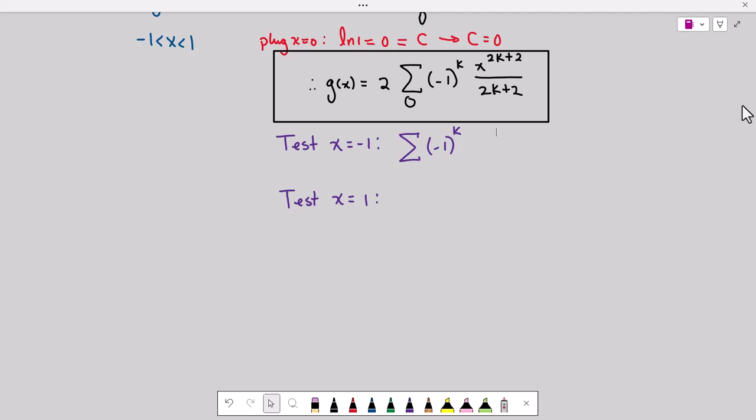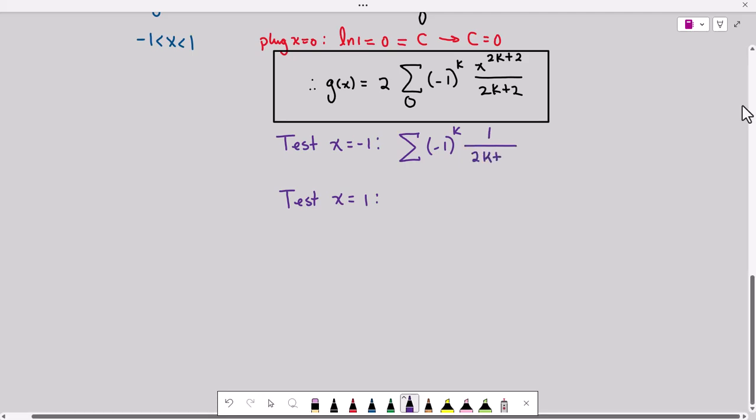But 2 times any integer is even. And if you add 2 to an even integer, you still have an even integer. So this is going to be -1 to an even power. So that's going to simplify to 1. And then in the denominator, we have this. OK, so does that infinite series of numbers converge or diverge?